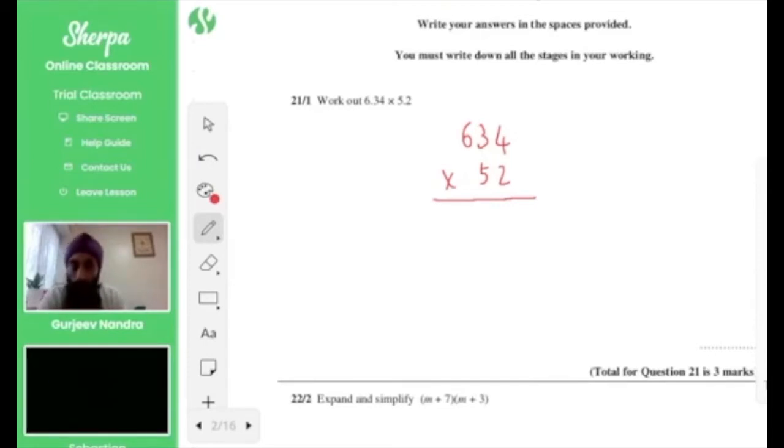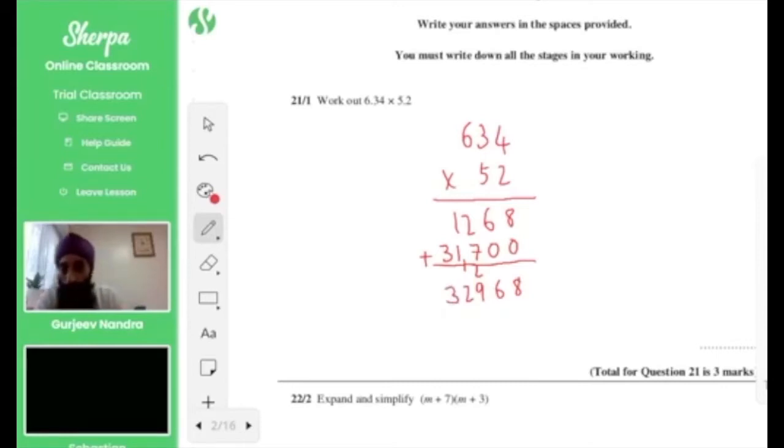So if you use this grid method, we can do 4 times 2, which is 8, 3 times 2 is 6, 6 times 2 is 12. Going on to the second row, we'd introduce a 0 because we're dealing with the tenths column. 4 times 5 is 20. 3 times 5 is 15, and we can add the 2 to get 17. 6 times 5 is 30, add the 1 to get 31. Adding these two rows up, we get 8, 6, 2 add 7 is 9, 1 add 1 is 2, and we've got 3 on the end.